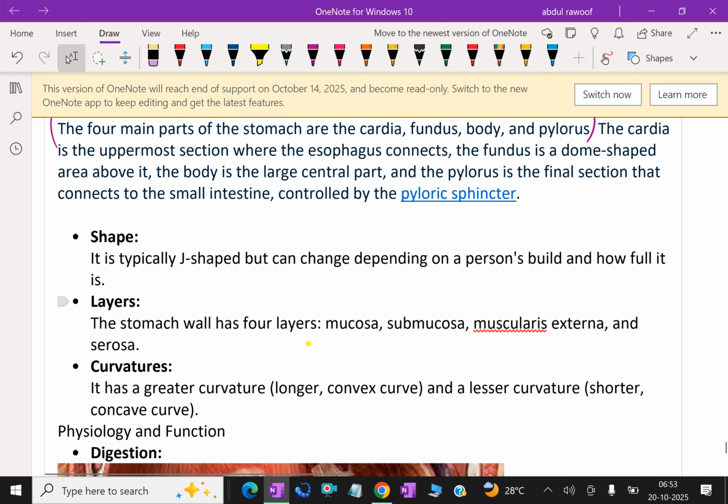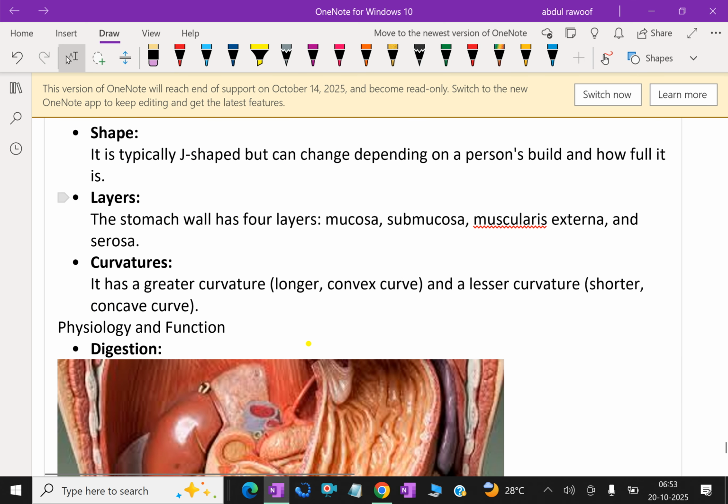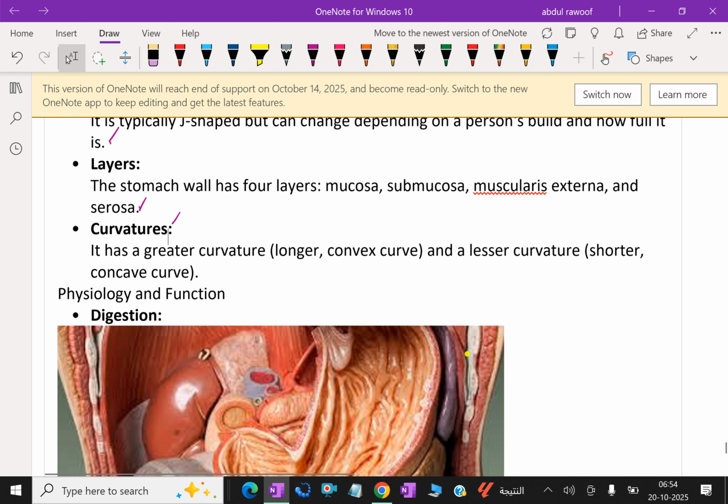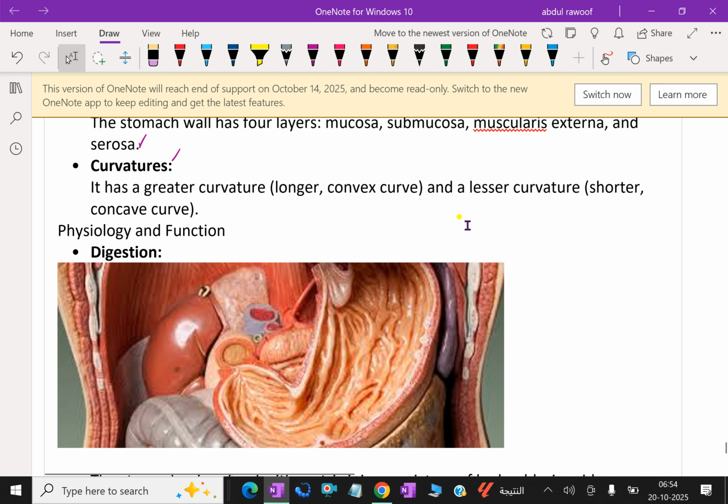Shape. It is typically J-shaped but can change depending on a person's build and how full it is. Layers. The stomach wall has four layers: mucosa, submucosa, muscularis externa, and serosa. Curvatures. It has a greater curvature, a long convex curve, and a lesser curvature, a shorter concave curve.